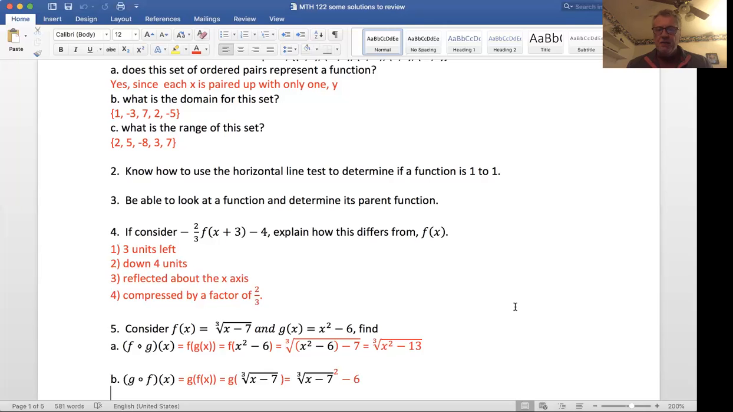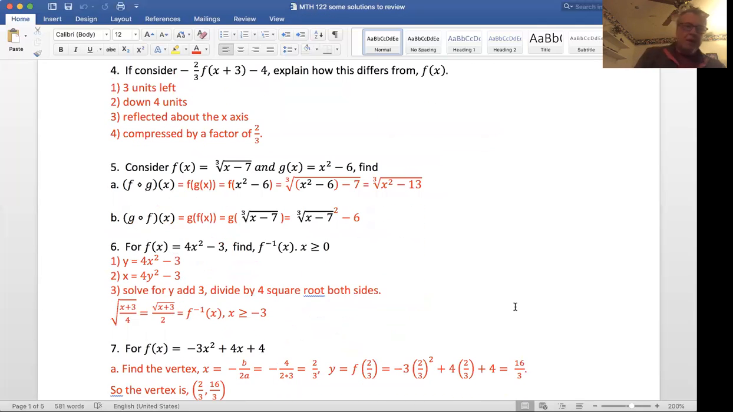Since we have a negative in front of everything, it reflects about the x-axis, everything's turned upside down. And the 2/3 is less than 1, so that means it compresses the function, it makes it wider. Okay? Stretching, when it's greater than 1, makes it narrower.